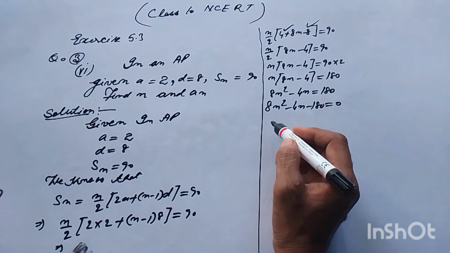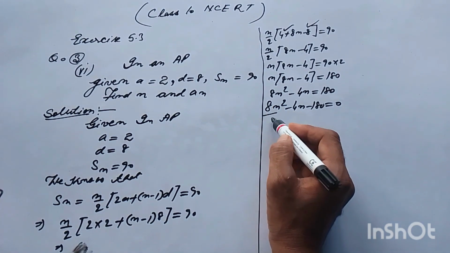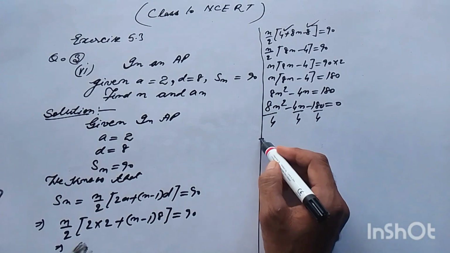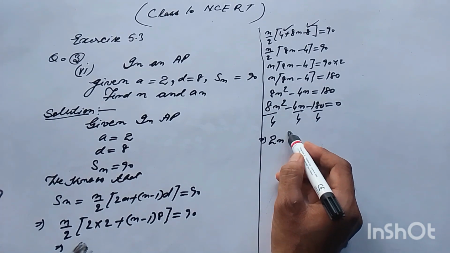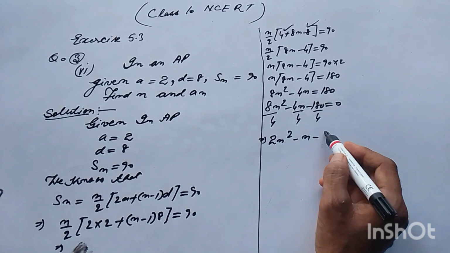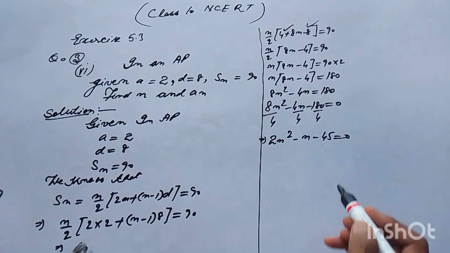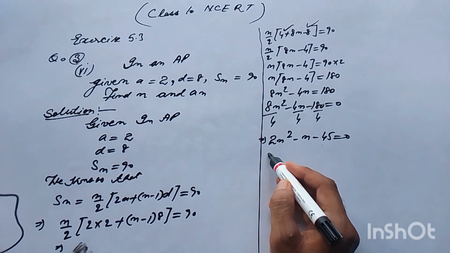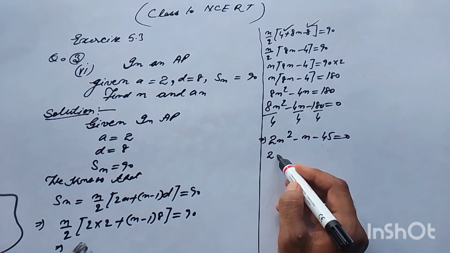Now we divide 8n square by 4, minus 4n by 4, minus 180 by 4. We have 2n square minus n minus 45 equal to 0. Now we will break 2n square minus n minus 45.